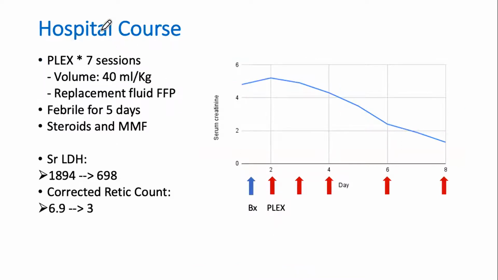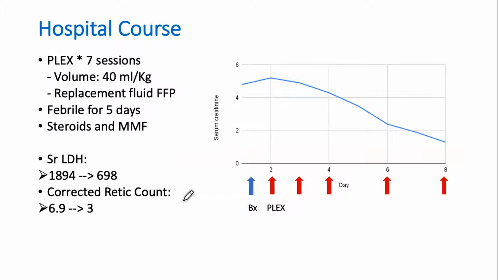So we gave him plasmapheresis. We did 7 sessions. He was febrile for 5 days, which was due to the dengue. And once the fever had subsided, we started him on steroids and MMF. Subsequently, his LDH also fell and the retic count also improved. He was followed up on an OPD basis, and currently he's doing well.